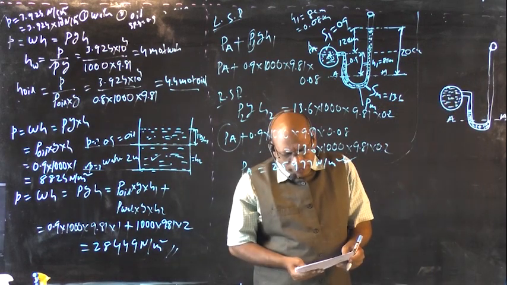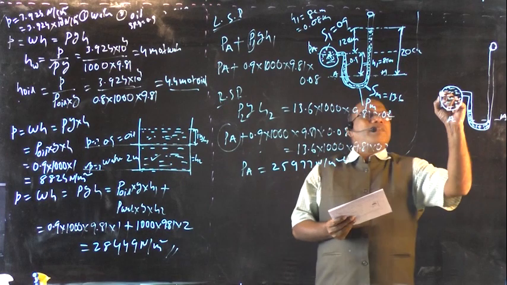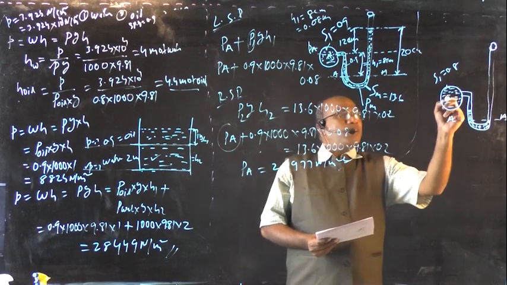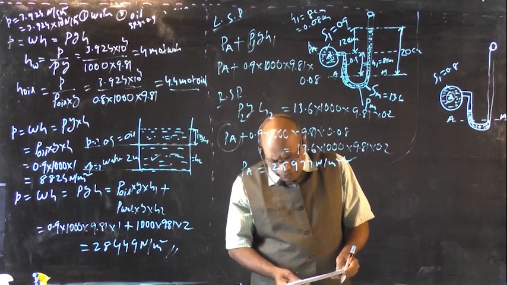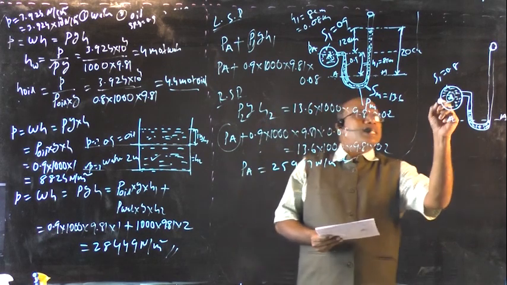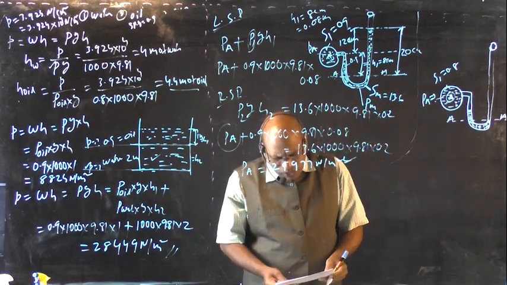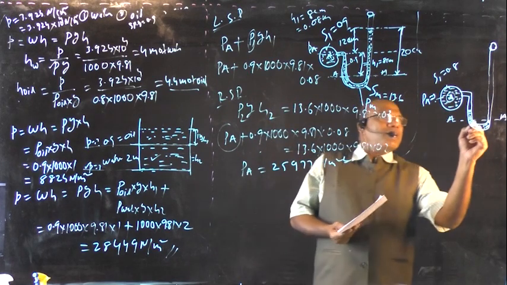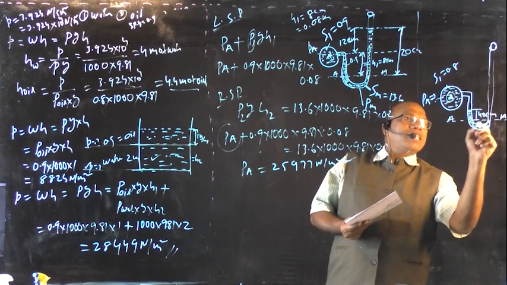A simple U-tube manometer containing mercury is connected to a pipe in which a fluid of specific gravity 0.8 and having vacuum pressure is flowing. The other end of the manometer is open to the atmosphere. Find the vacuum pressure in the pipe. What is the vacuum pressure at point A or in the pipe? The difference of mercury level in the two limbs is 40 centimeters. This is the datum line AA.